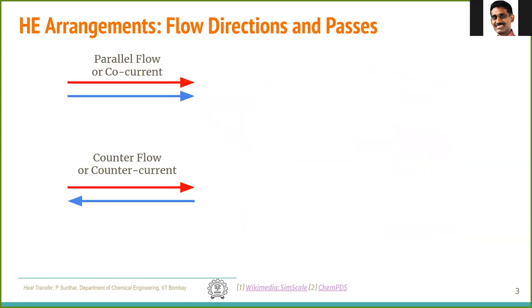Now the flow direction itself can be of two different classes. One is called parallel flow or co-current flow, and the other is counter-current flow or counter-flow. In parallel flow, both the hot fluid and the cold fluid flow in the same direction. In counter flow, they flow in the opposite direction.